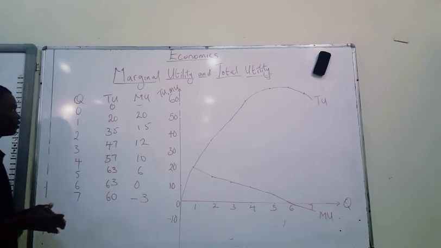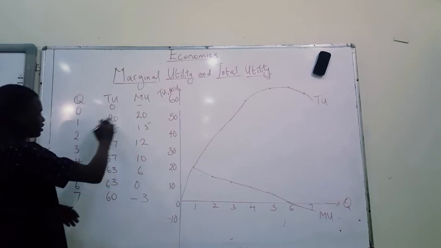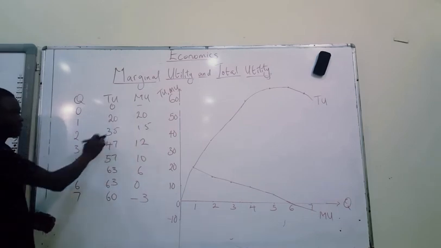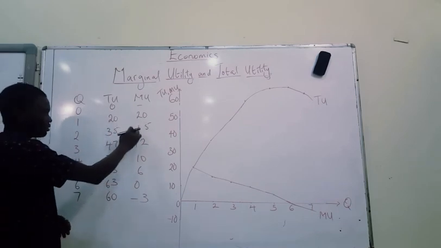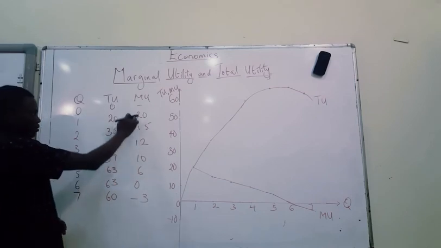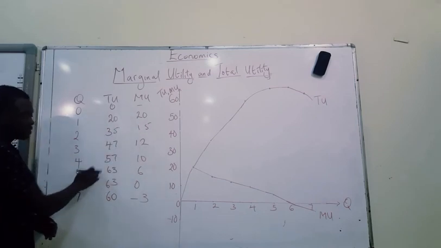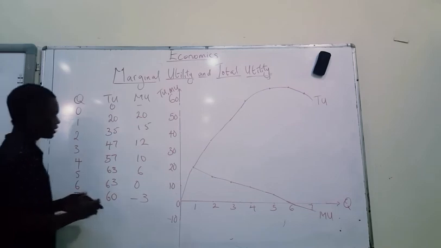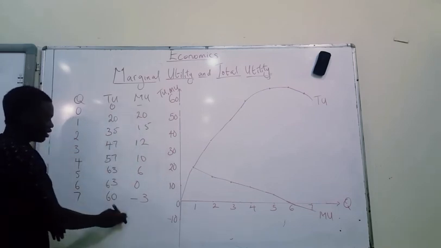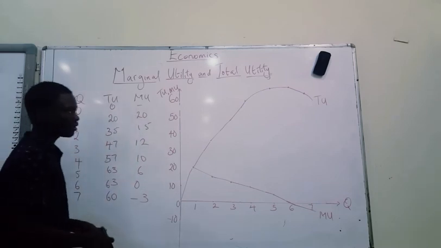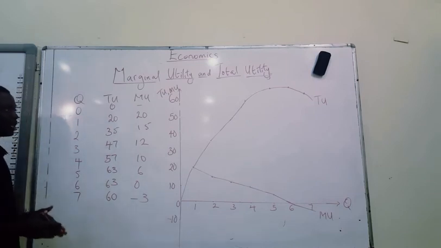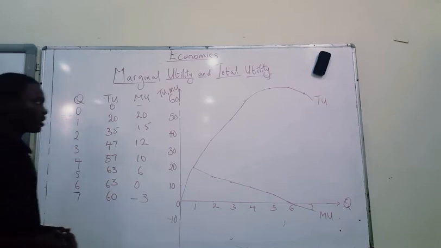Another thing that we should note is that the sum of the marginal utilities gives us the total utility. So we have 20 plus 15 is 35. 20 plus 15 plus 12 is 47. 20 plus 15 plus 12 plus 10 is 57, on and on like that. So when we add all of this together, we are going to have 60. So that is why we say the sum of the marginal utilities will give us the total utility.